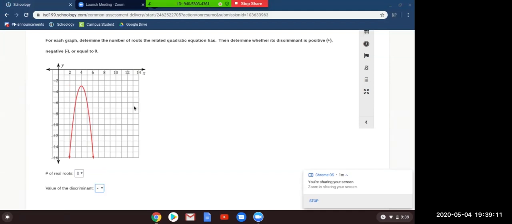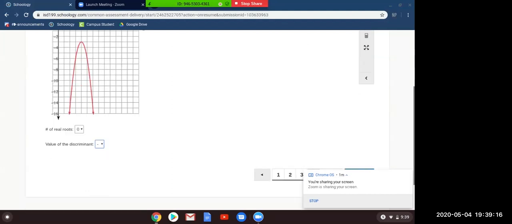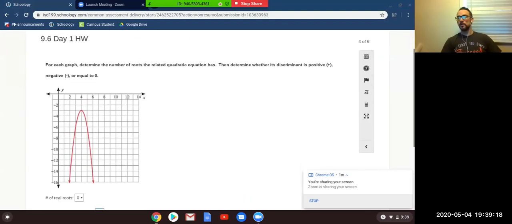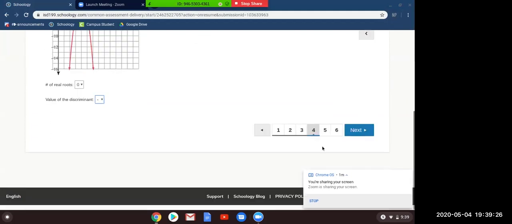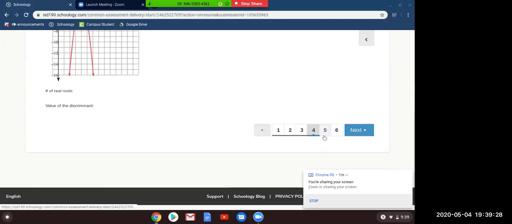So then if there is a real solution, it would be positive, right? Yeah, if there are 2 real solutions, then it would be positive. Exactly. So I'm pretty sure it's the same thing with the next one. Yeah, of course.